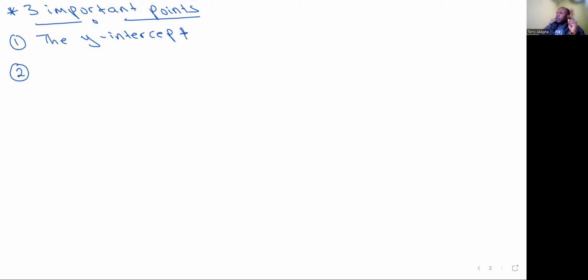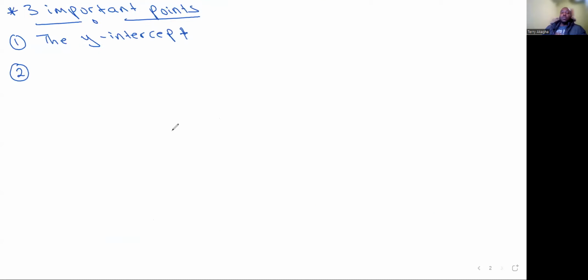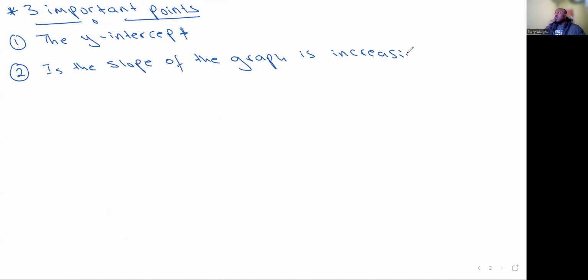After you've found the y-intercept, the second thing: we have 2 types, the increasing or the decreasing. You need to first determine whether the graph you're about to draw is an increasing function or a decreasing function, that is, whether the slope of the graph is increasing or decreasing.